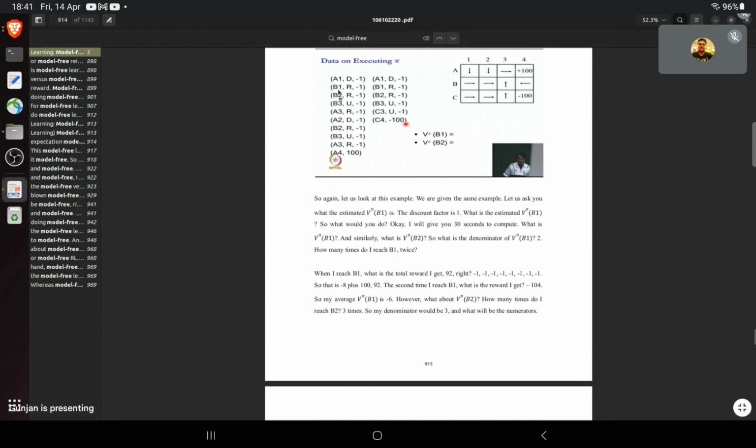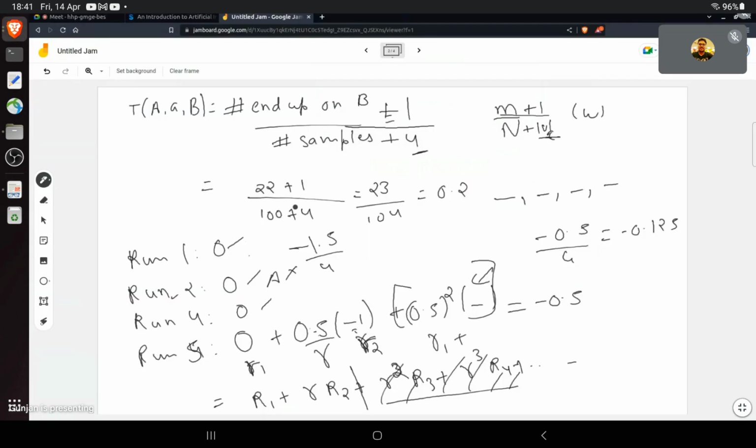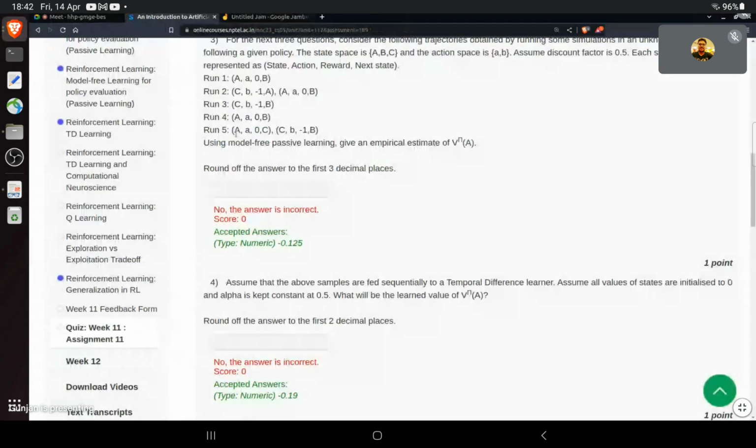While computing V pi B1, did we consider any of these intermediate states? B2 occurs twice, sir. I'm not asking that. I'm asking that while computing V pi B1, did you consider V pi B2? No. Then why are you saying that we need to consider here? Why should I consider V pi C while computing V pi A?